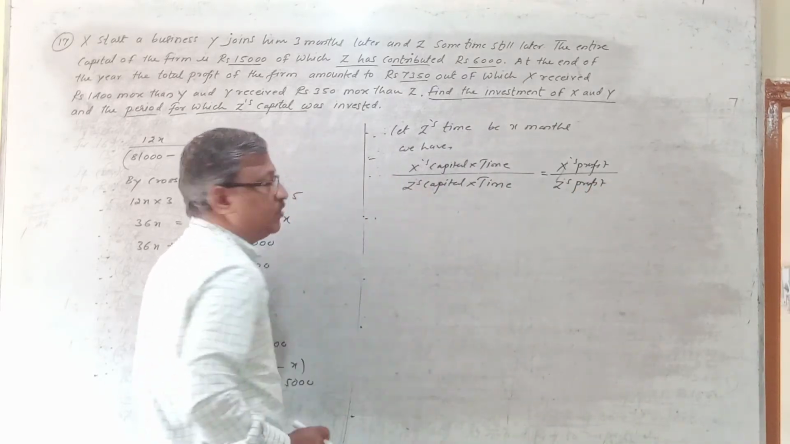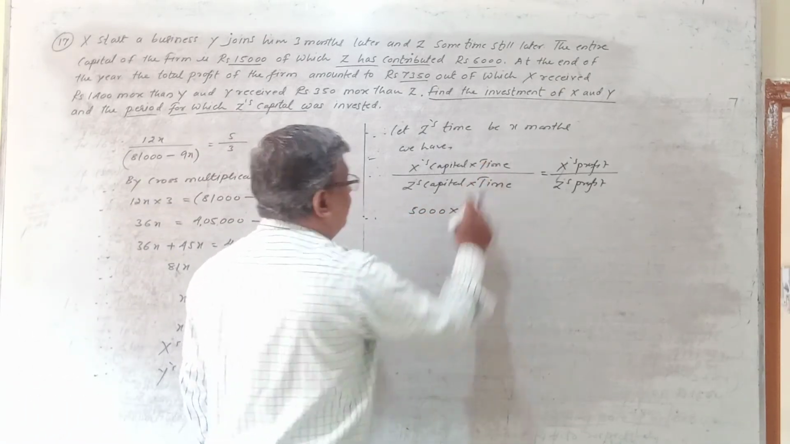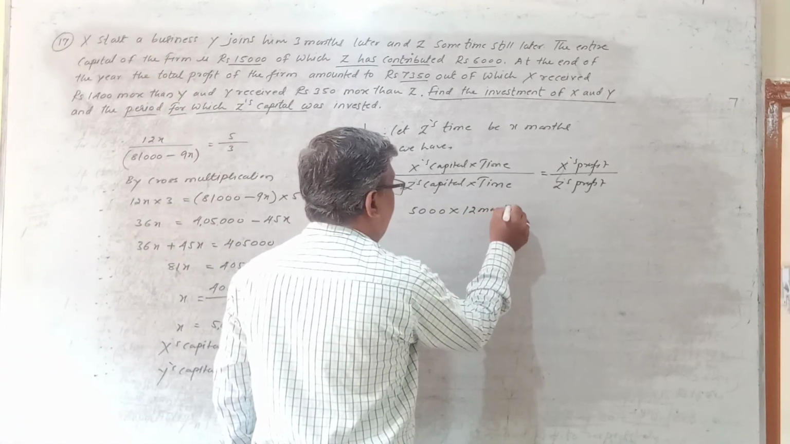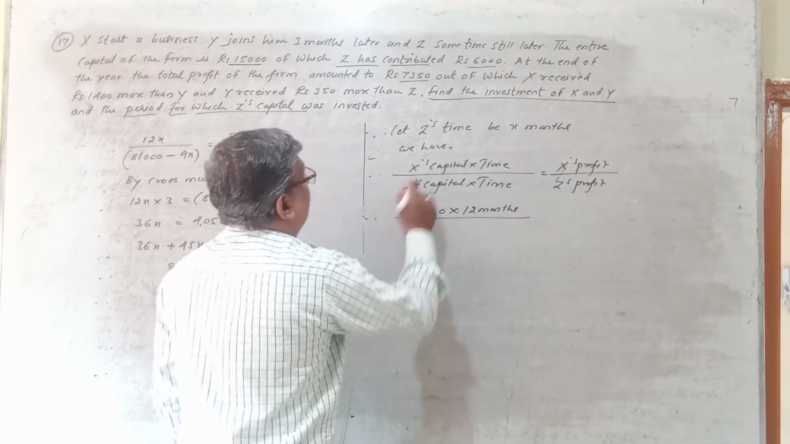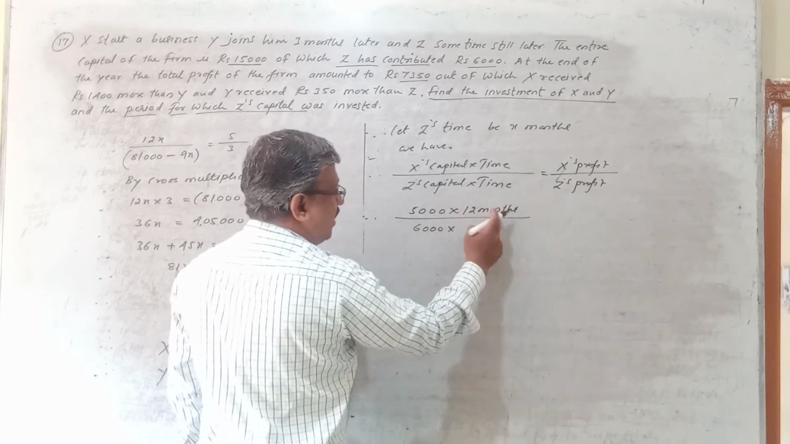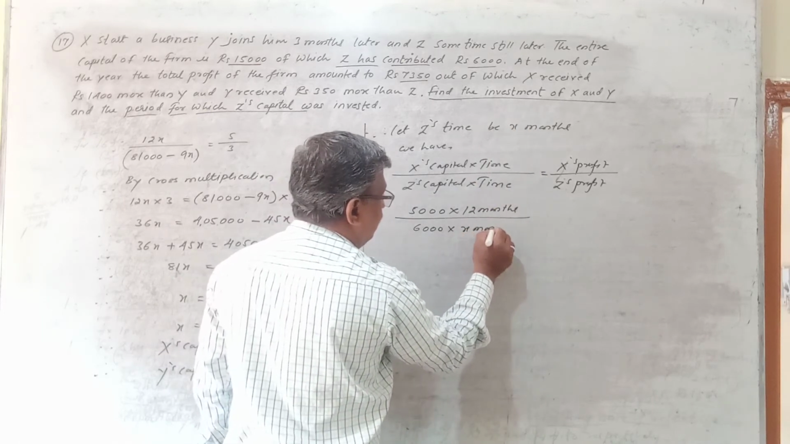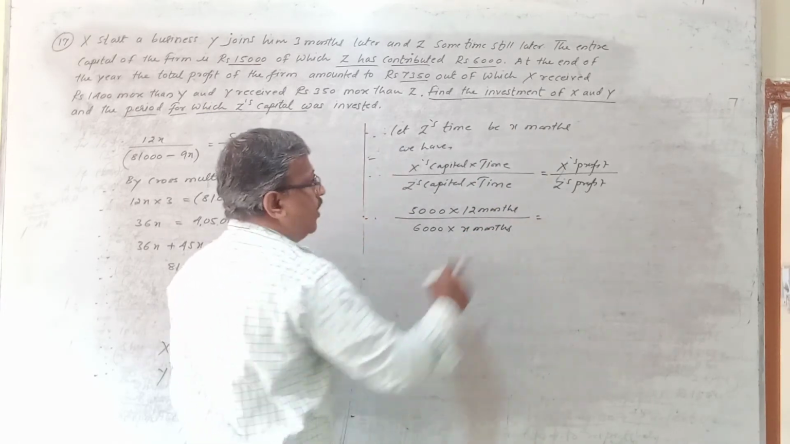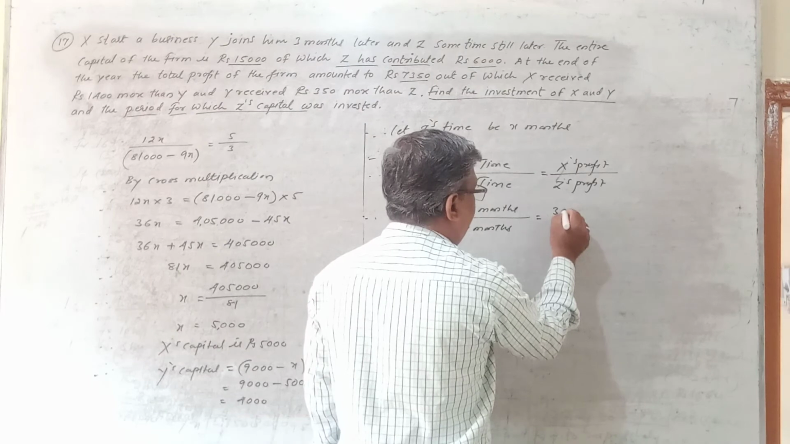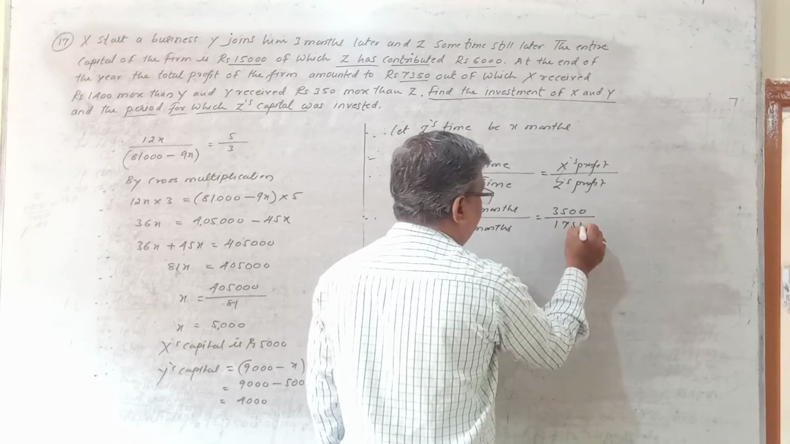Now X's capital is known, we just calculated how much it is? 5,000. So take that 5,000 into his time. His capital is used in the business for how many months? 12 months. So you have to multiply by 12 months. That you have to divide by Z's capital. Z's capital is already given in the problem, it is 6,000, multiplied by X months, since the number of months is not given. That is equal to X's profit, which we already calculated at the beginning as 3,500, divided by Z's profit, which we calculated as 1,750.